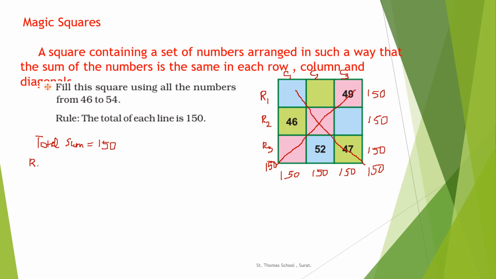Now let us find out the first, that is row 3. You can see in row 3 there are two numbers, that is 52 plus 47 is equal to 99. And as we have the total sum as 150, deduct this number from 150. So 150 minus 99 gives 51. Clear? So in the box you have to write 51. It is given in a pink shade box like this. Clear with this, everyone?